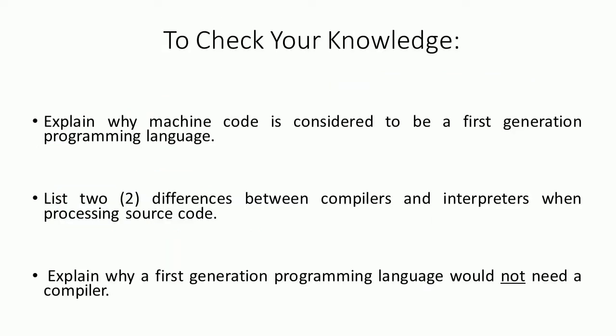To check your knowledge. Explain why machine code is considered to be a first-generation programming language. List 2 differences between compilers and interpreters when processing source code. Explain why a first-generation programming language would not need a compiler.